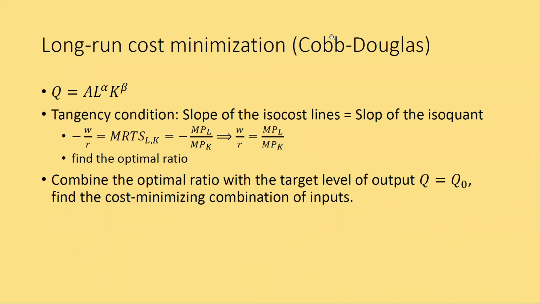We are going to use this equation to find the corresponding optimal ratio of labor and capital. I probably should have put it here. The optimal ratio of the labor and capital. And we are going to combine this optimal ratio with the other condition that the firm must produce the target level of output. And we can solve for the cost minimizing input combinations. And we will do a numerical example later on.